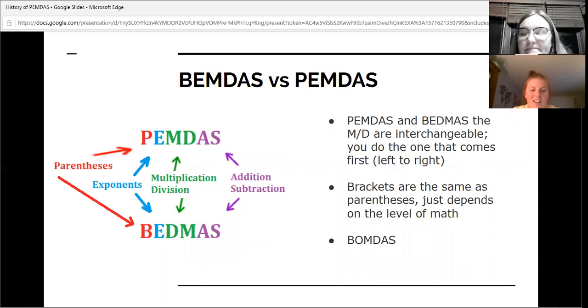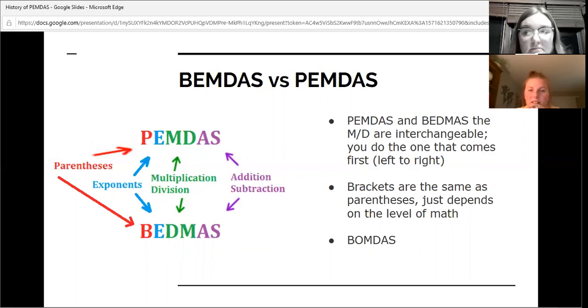All right. So we also looked into BEMDAS versus PEMDAS. PEMDAS is, as we know, parentheses, exponents, multiplication, division, addition, and subtraction. BEMDAS is actually when you just replace parentheses with brackets, and that's typically used in more Excel math when you would see brackets being used. Like it says in our PowerPoint, they're just the same.